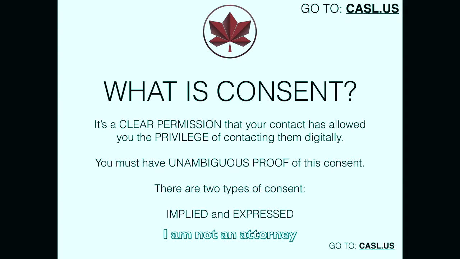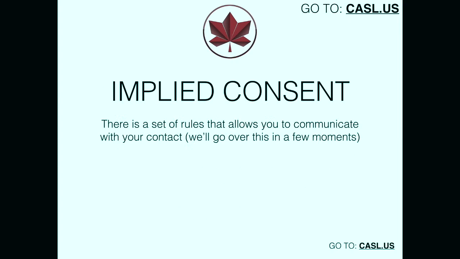Consent is a clear permission that you've been granted by another person. Now, if they haven't said, yes, go ahead and contact me, you can't contact them. That's the new law under CASL. You have to have unambiguous proof of this consent. And like I said in the beginning, there are two types. There's implied and there's express. If you have implied consent, that's good. But if you have express consent, that's even better. You can learn more at CASL.us, but for now, just keep watching this video presentation.